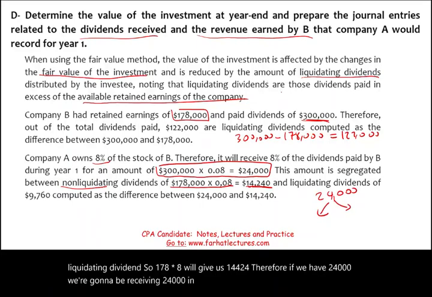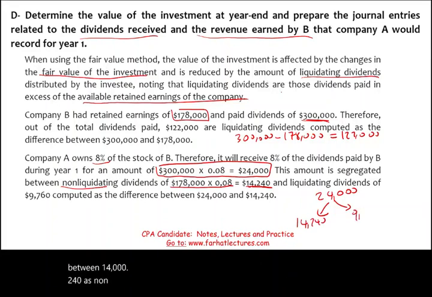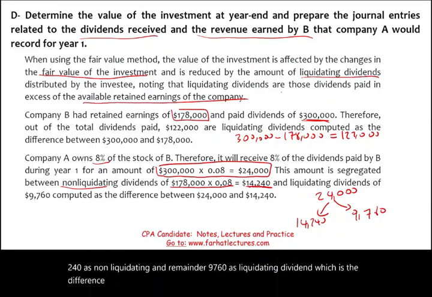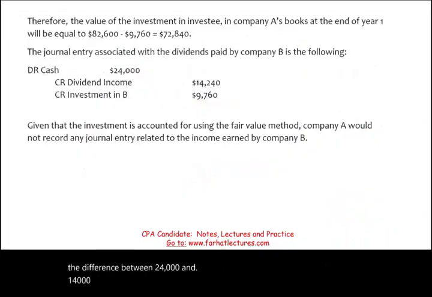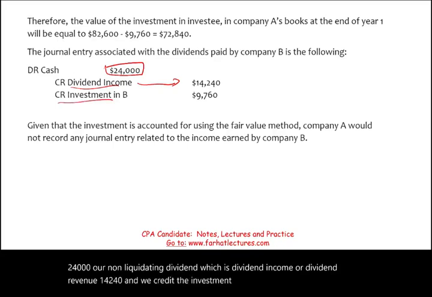Therefore, we're going to be receiving 24,000 in total. We're going to be splitting it between 14,240 as non-liquidating and the remainder, 9,760, as liquidating dividend, which is the difference between 24,000 and 14,240. Let's take a look at the journal entry. We debit cash, $24,000. Our non-liquidating dividend, which is dividend income or dividend revenue, $14,240, and we credit the investment of $9,760.